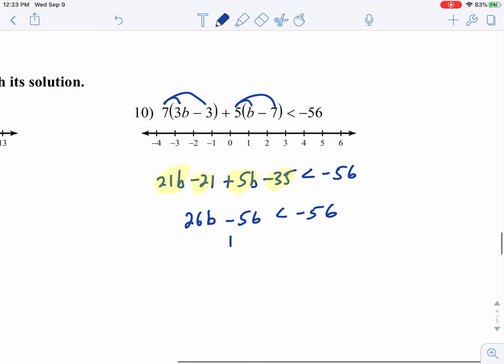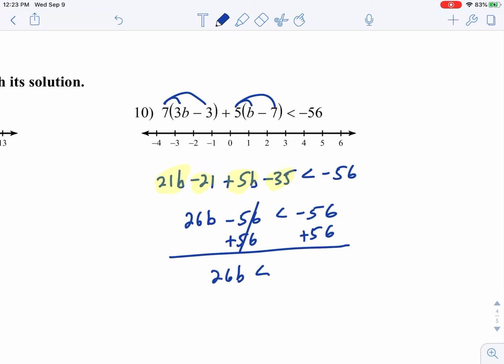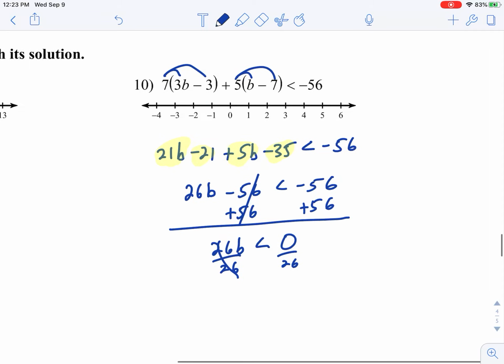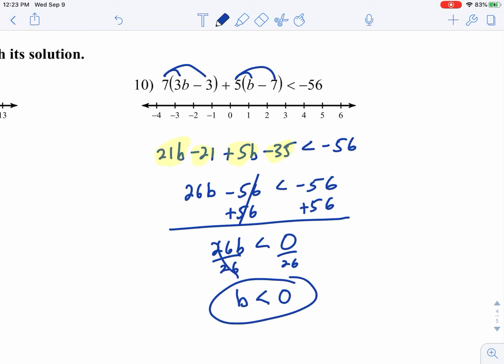let's solve this. Add 56 to both sides. 26b is less than, what's negative 56 plus 56? Well, that's 0. Divide by 26. You get the b isolated, less than 0. 0 divided by 26 is still 0. There's our answer. To graph that, again, there's no equal sign, so I have to circle 0.